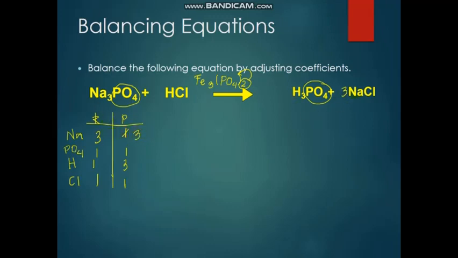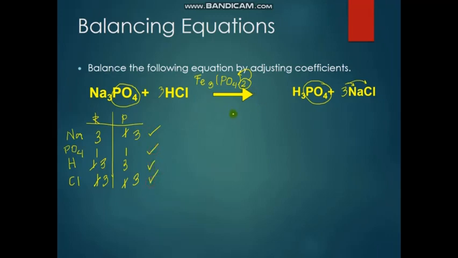But because chlorine is with sodium, it will also be multiplied by 3. Next, let's balance hydrogen. You multiply hydrochloric acid by 3, so hydrogen becomes 3. But since chlorine is with hydrogen, we also multiply it by 3. And we have the balanced equation.